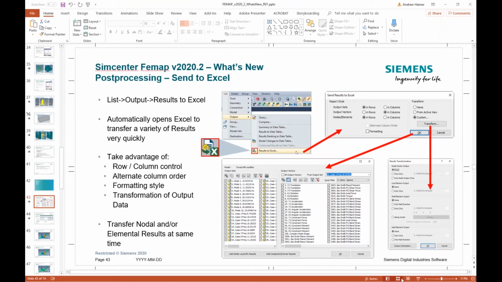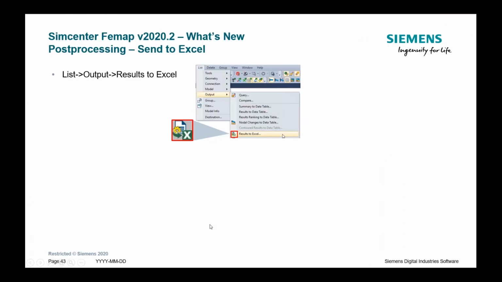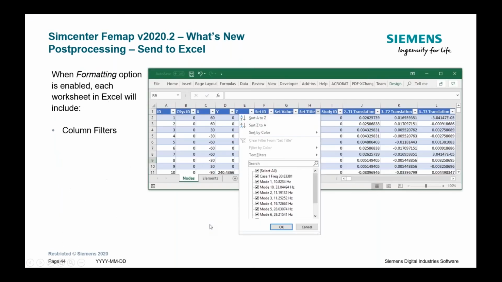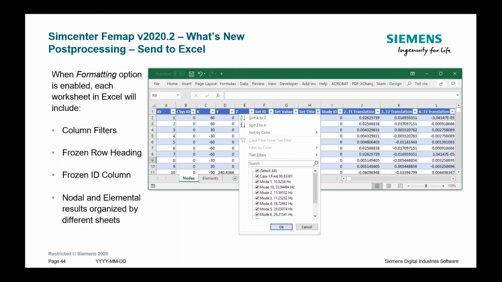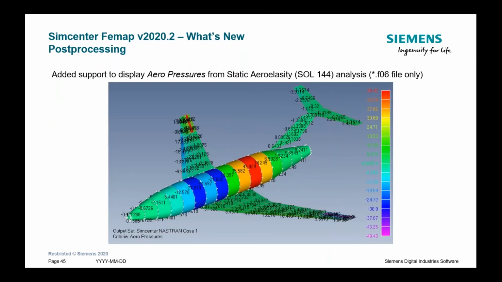Okay, so I'll just go back to the presentation. And this is just, again, column filters, frozen row heading, frozen ID column, and nodal and elemental results on different sheets. For anybody doing aeroelasticity, we added support for aero pressures from static aeroelasticity.